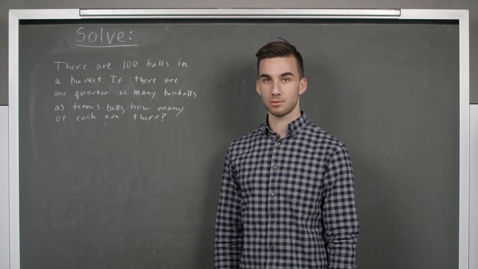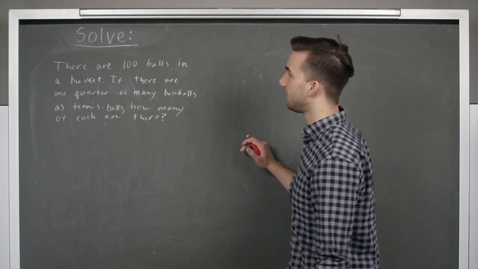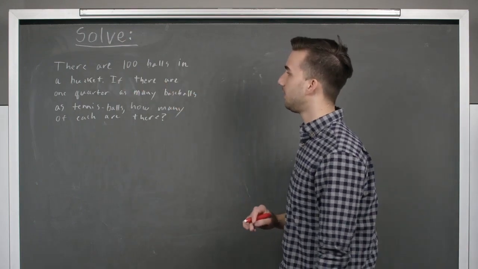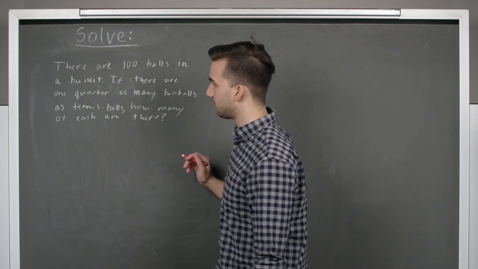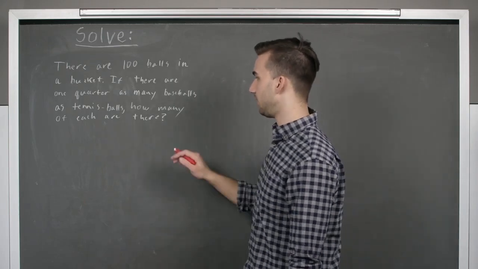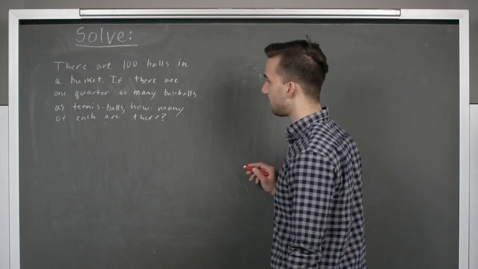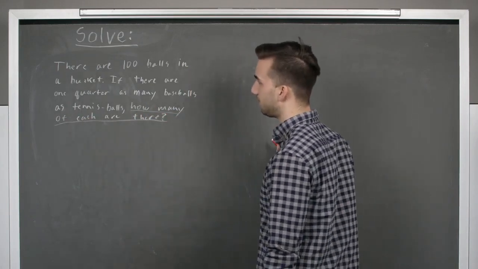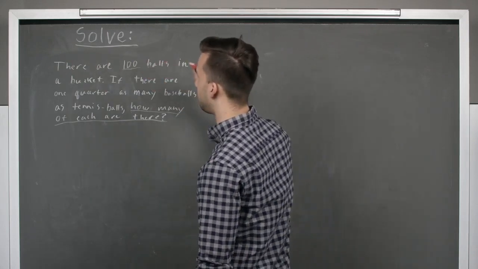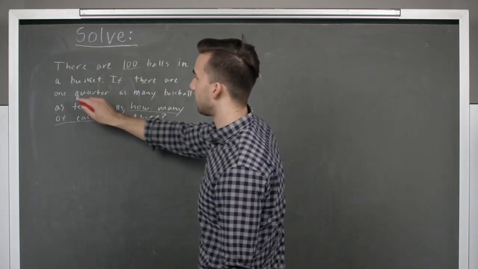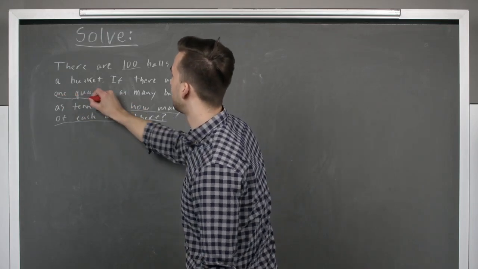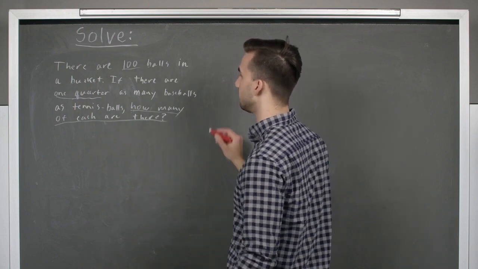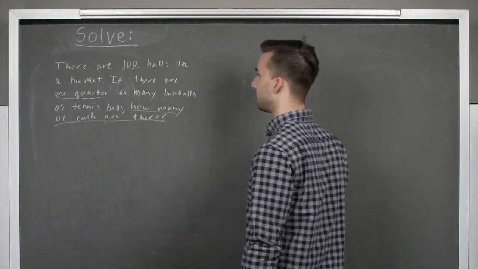So here we have another word problem similar to the one in your homework, but the numbers are changed. There are 100 balls in a bucket. If there are 1/4 as many baseballs as tennis balls, how many of each are there? So first of all, what are we trying to find? We're trying to find how many of each type of ball are in the bucket. So we know we have 100 total balls, and 1/4 of those are tennis balls. Excuse me, 1/4 are baseballs. You have to read carefully.